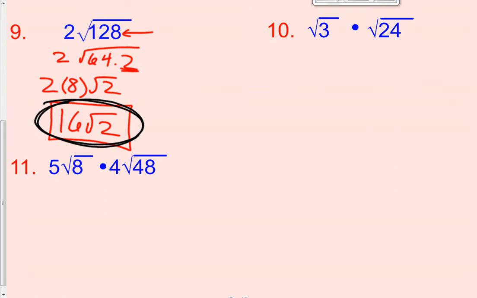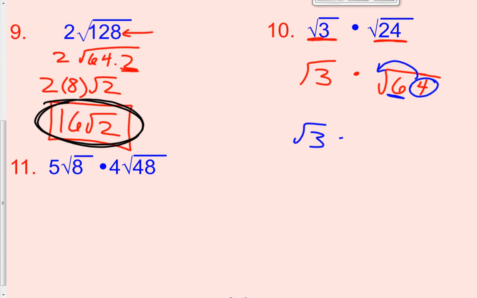Problem number 10. Square root 3 times square root 24. My rule of thumb here, class, is whenever you can simplify a radical, do that first. So you can't simplify square root 3, but you can simplify square root 24. So I'm going to bring the square root 3 down to the next line, and I'm multiplying by the square root of 6 times 4, because 6 times 4 is the same thing as 24. I can't do anything with this 6, but I can do something with that 4. I can bring it out. The square root of 4 is 2. So I still have this square root 3. Now I'm multiplying it by 2 times the square root of 6.